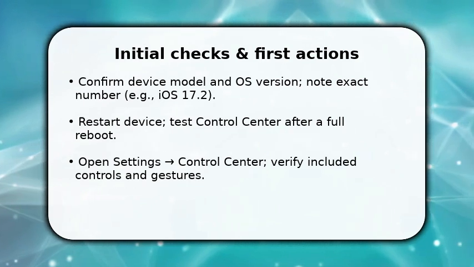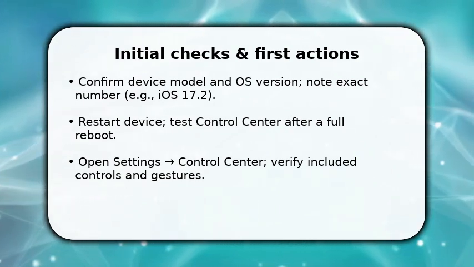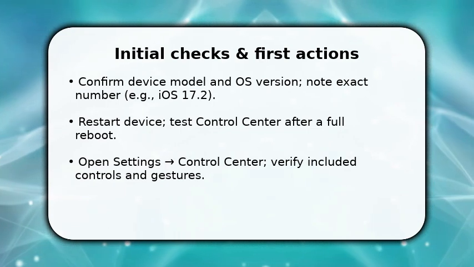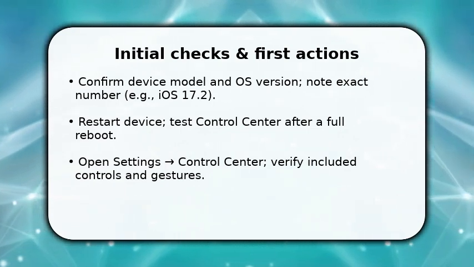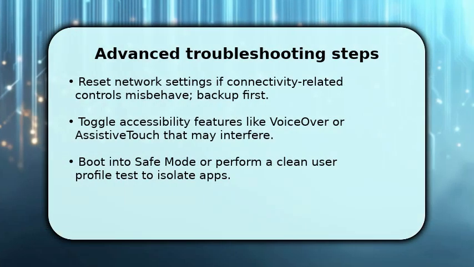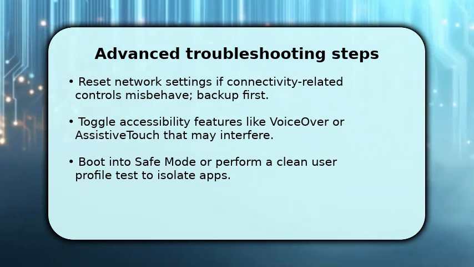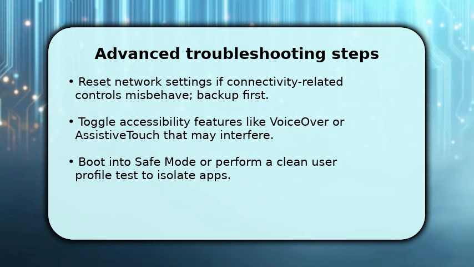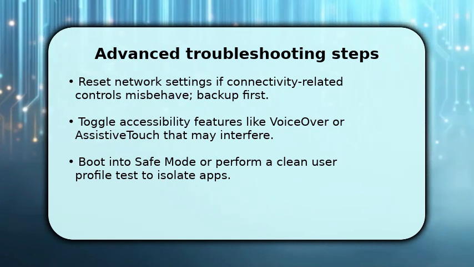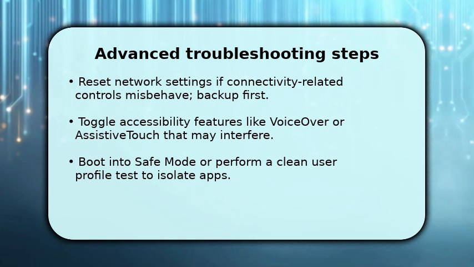Now you dig into causes beyond simple toggles, because conflicts often hide in settings or apps. Start by toggling accessibility options, voiceover, assistive touch, off and on to see if responsiveness returns. If controls tied to network or streaming fail, reset network settings after backing up credentials.